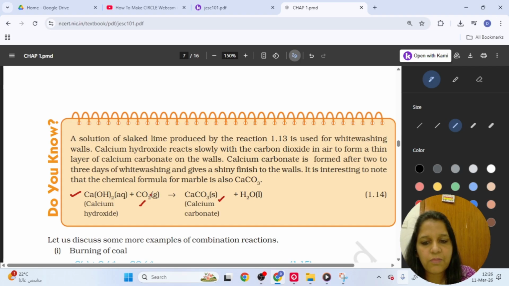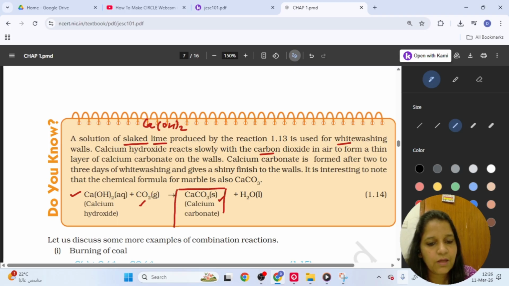What is the important part over here? A solution of slaked lime is calcium hydroxide, which is produced by the previous reaction. It is used for whitewashing walls. So when calcium hydroxide is applied on walls, it reacts slowly with carbon dioxide. The carbon dioxide present in our atmosphere reacts with calcium hydroxide to make a compound which we call calcium carbonate. And because of the formation of this calcium carbonate, you get a shiny finish to the walls.